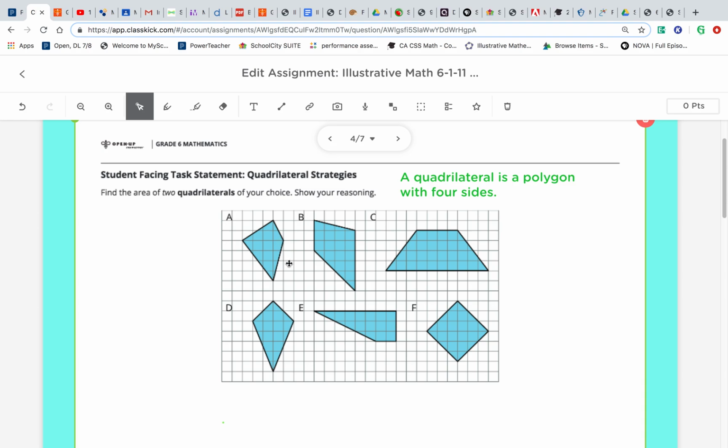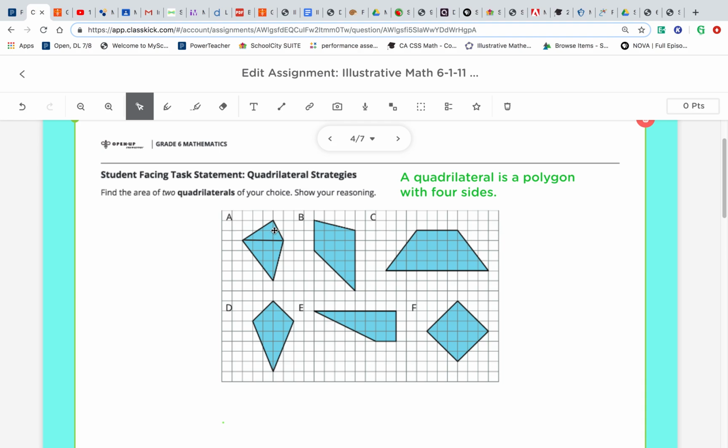So, for example, in figure A, watch this. If I connect a couple of vertices, look at what I'm going to have. If I connect those there, you should be able to see two triangles, right? So if we find the area of each of the triangles and then put those together, that'll give us the area of the quadrilateral.